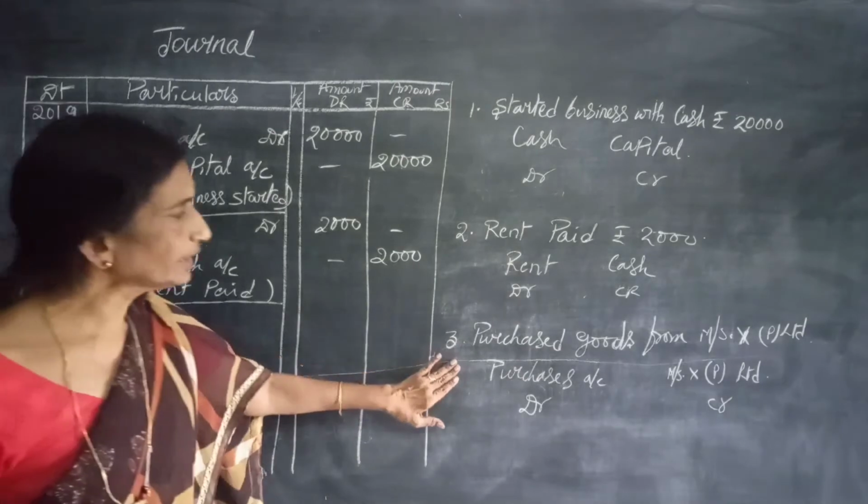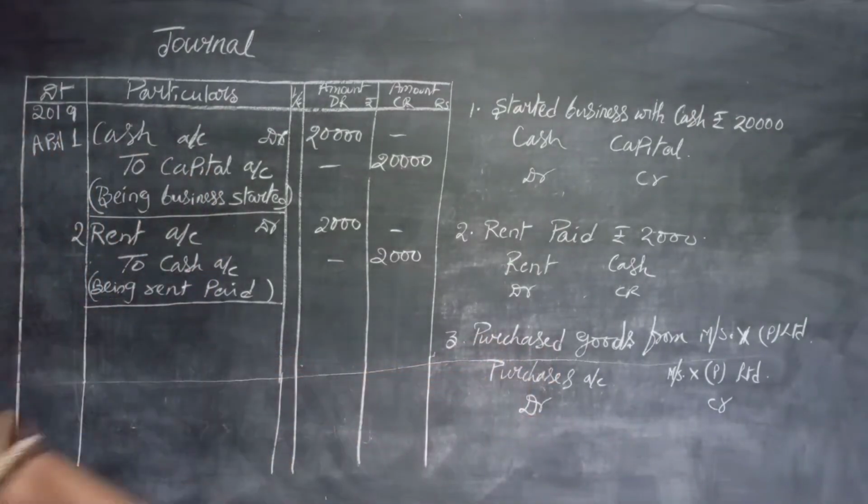Next, the third one is purchased goods from Messrs. X Private Limited. See here, goods are being purchased. So when the firm's name is given but it is not mentioned cash, it is treated as a credit transaction. So here the two accounts involved are the purchases account and Messrs. X Limited, they are the creditors. Creditors means suppliers of the goods on credit.